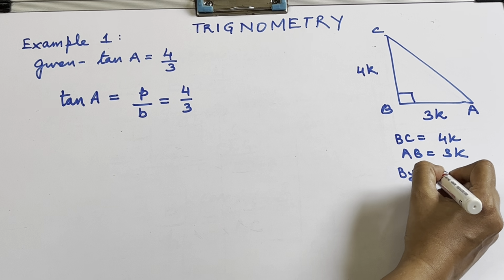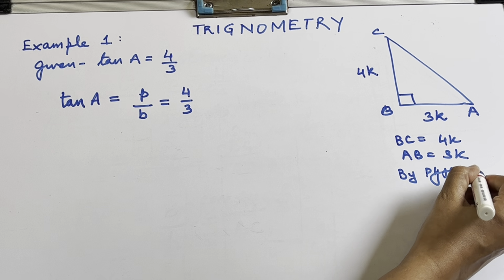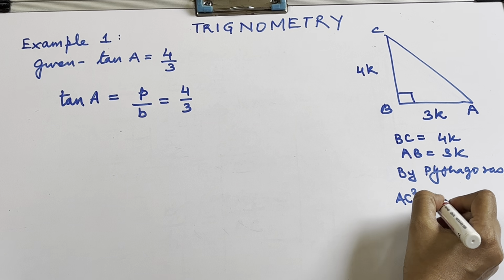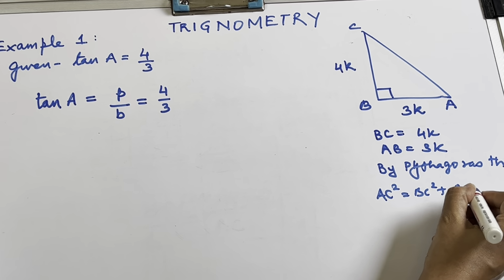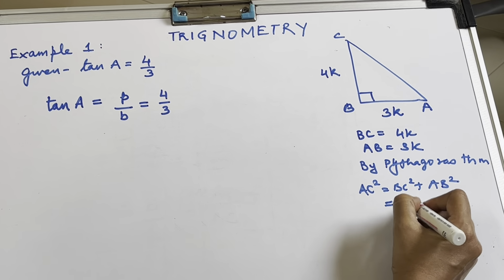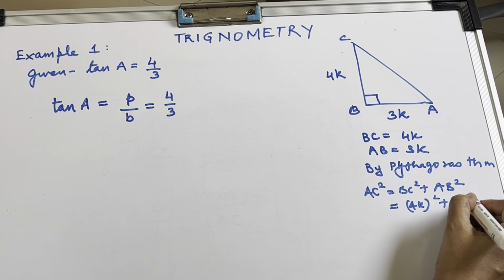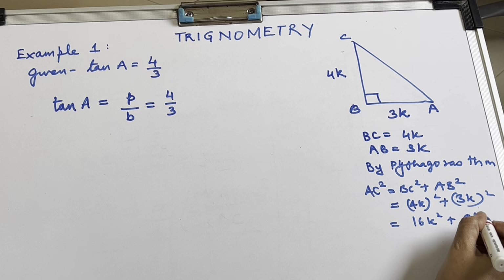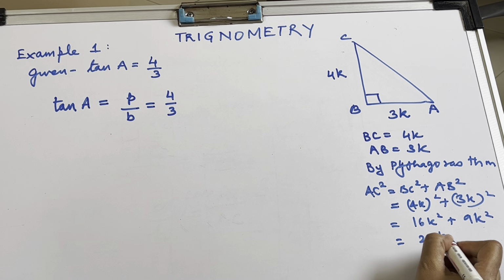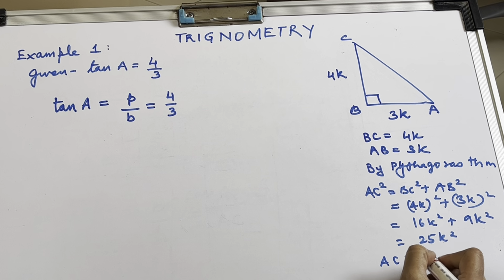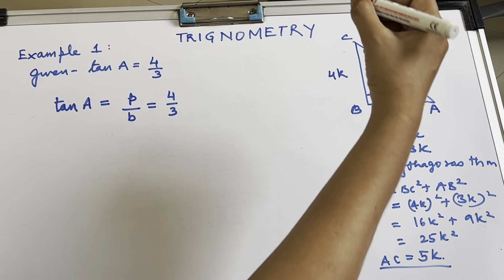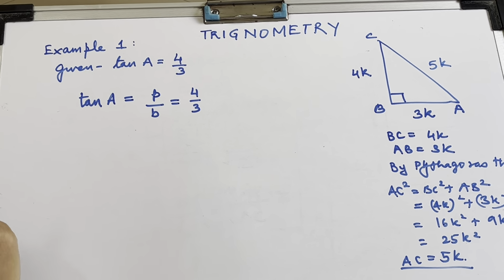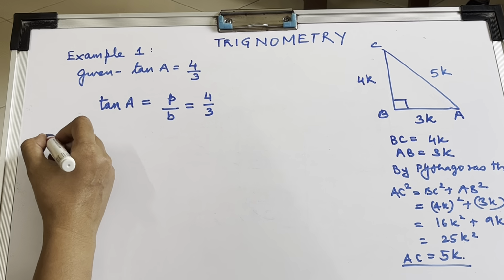So by Pythagoras theorem, as you all know, AC square is equal to BC square plus AB square. Let us calculate AC square. It will be 4K whole square plus 3K whole square, which will be equal to 16K square plus 9K square, which will be 25K square. AC will be equal to 5K. So let us depict this in the figure, AC as 5K. Now with the help of the given information, let us write the remaining 5 ratios.